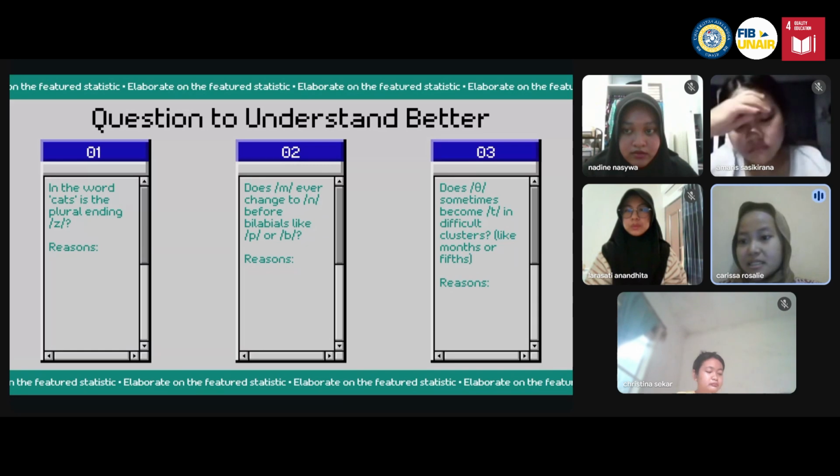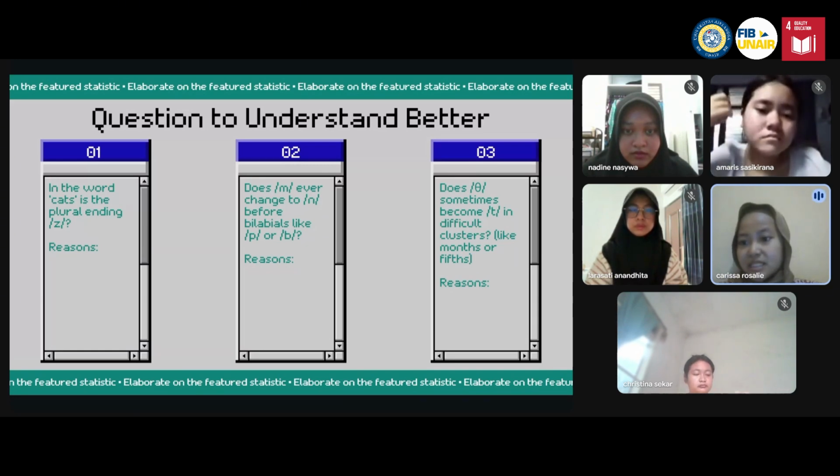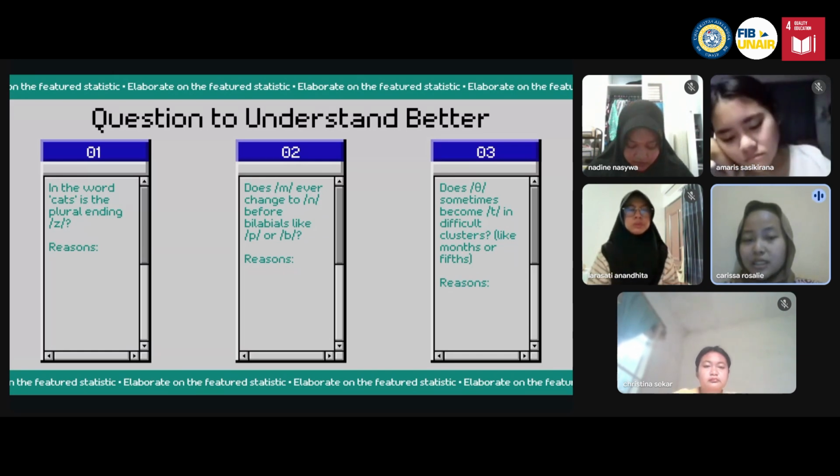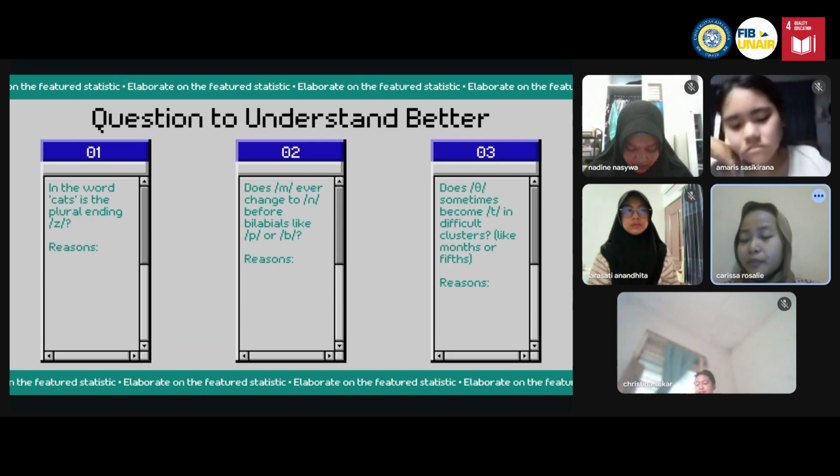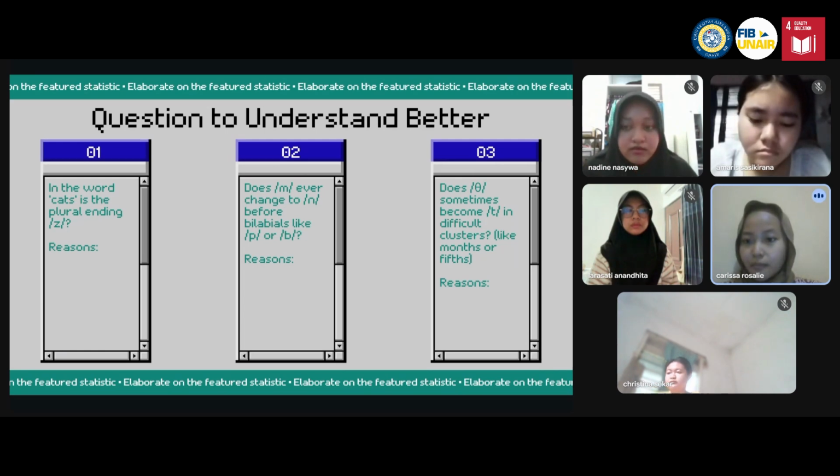The third one, does a fricative sometimes become T in difficult clusters like months or fifths? Yes, as we see in the example before, the T helps the speaker to make it easier to pronounce words such as months and fifths.